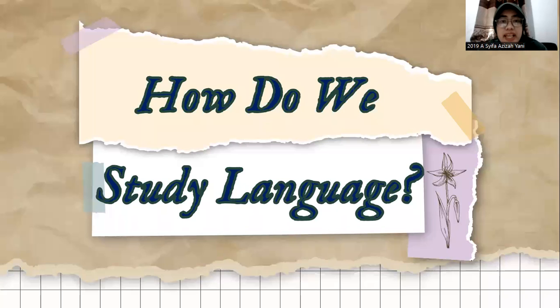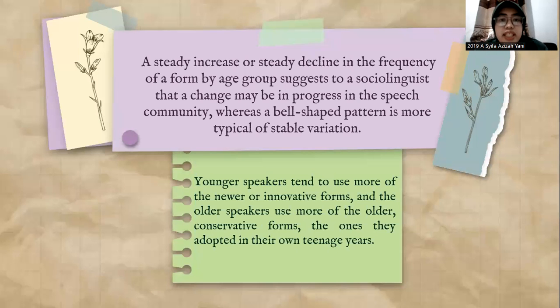Okay, next, let's move on to the next page: how do we study language change? A steady increase or steady decline in the frequency of a form by age group suggests to a sociolinguist that a change may be in progress in the speech community, whereas a bell-shaped pattern is more typical of stable variation. Comparing the speech of people from different age groups can be a useful clue to language change.